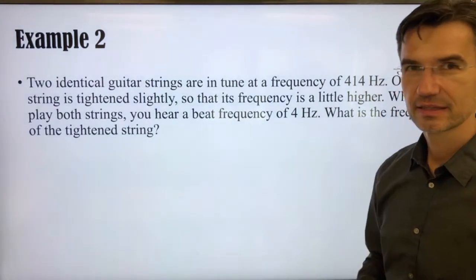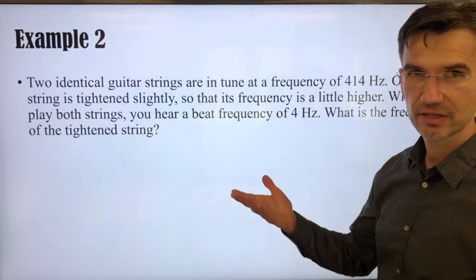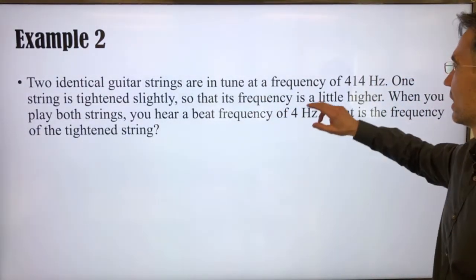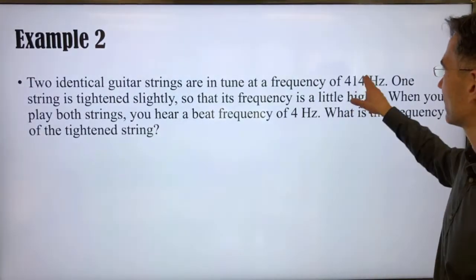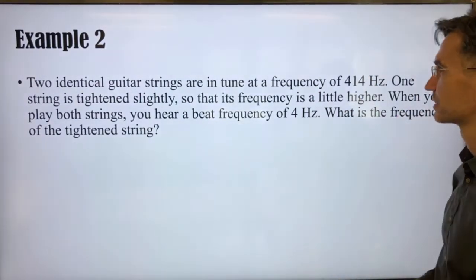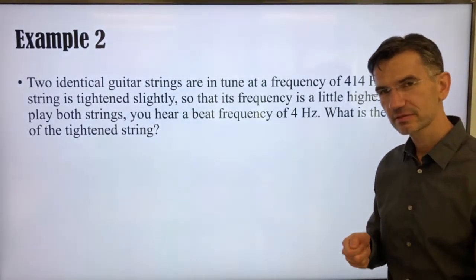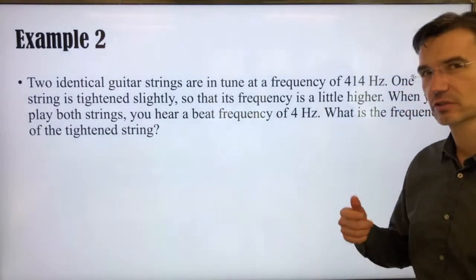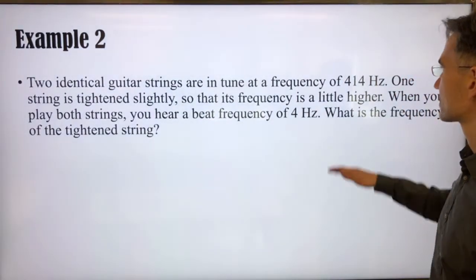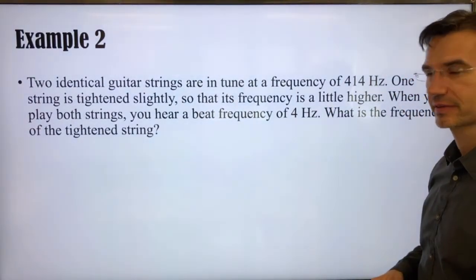All right, let's take a different example. Let's consider a guitar. Two guitar strings are in tune when they have this frequency, 414 hertz. This is in the audible range. Now we tighten one slightly, and intuitively we know that this is going to increase the frequency of the guitar string. So now the frequency becomes a little higher for that one string.